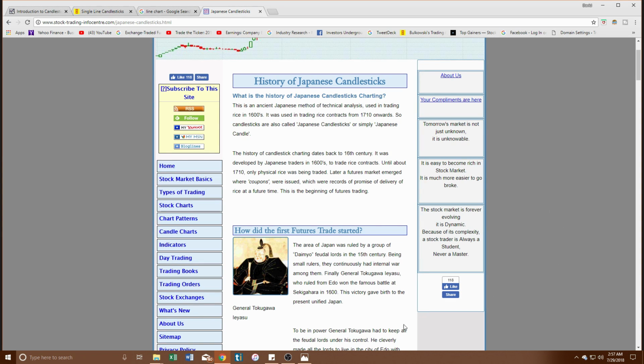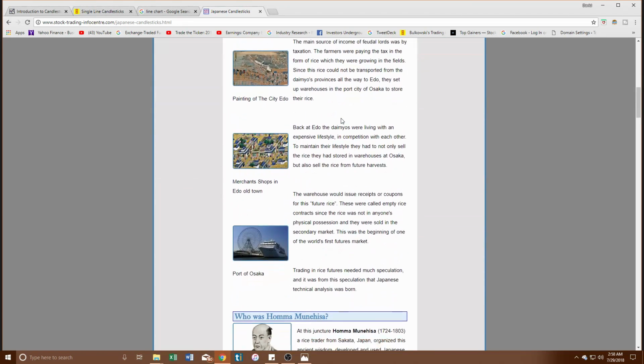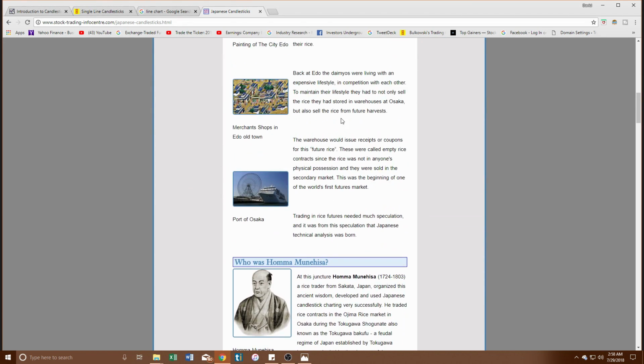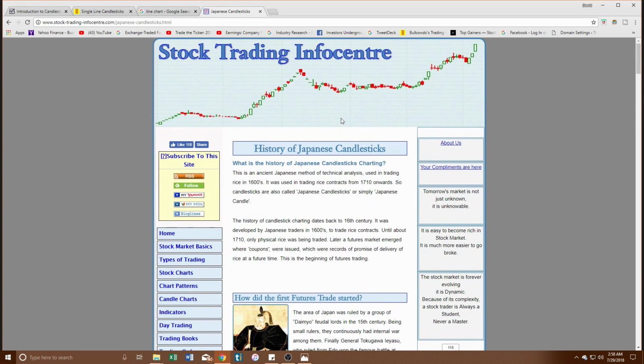This is a website right here, www.stockstradinginforcent.com. I'll leave a link for it for you guys down below. This is a really helpful website if you want to learn more about the history. We are going to go through and read this article and just get into the history of the candlesticks and know where it comes from. It's good to know the history on all this stuff and learn facts about it, because you're going to be using it.